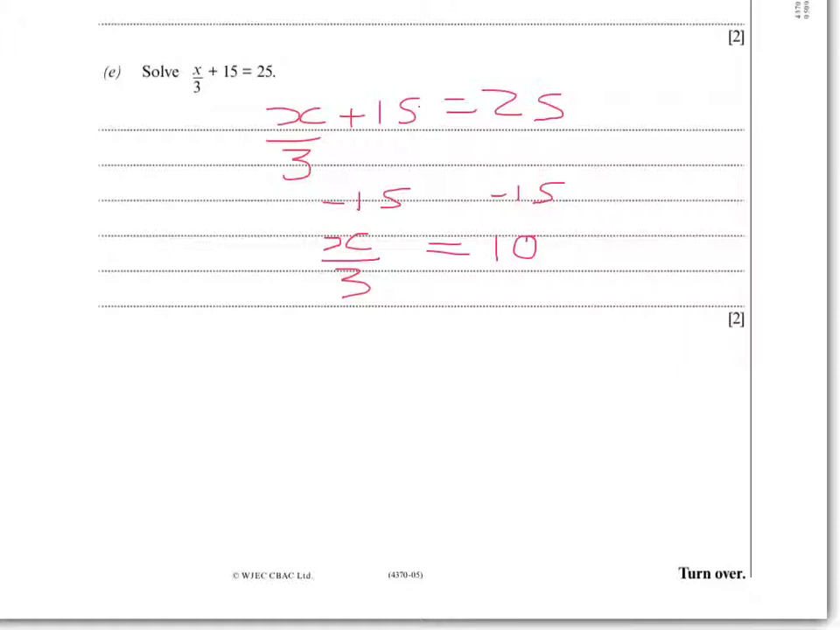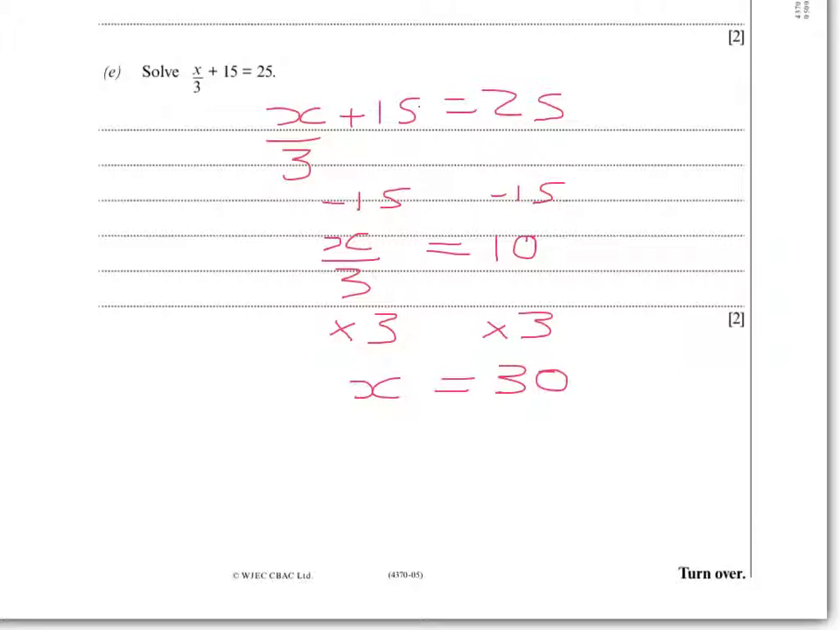Now what have I got in the way? Well, it's a simple one-step equation now. I've got the divide by 3, and so the divide by 3 can be gotten rid of by multiplying by 3. We've got to do that to both sides, so that just leaves me with x equals 30.